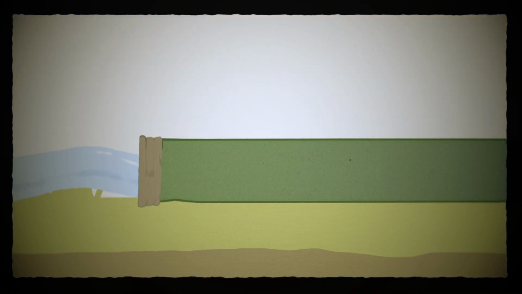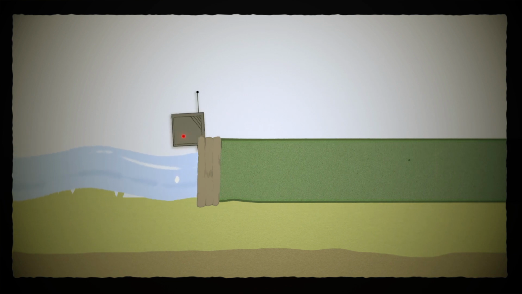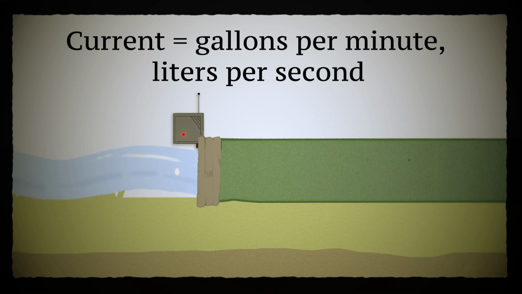If we want to measure the flow rate, or current, of the water in the hose, we can add some sort of sensor to the end of the hose. The way that we measure the flow rate is to determine how much water flows out of the hose within a certain amount of time. The units that we use for that might be something like gallons per minute or liters per second, but in any case, it will be some quantity divided by a certain amount of time.